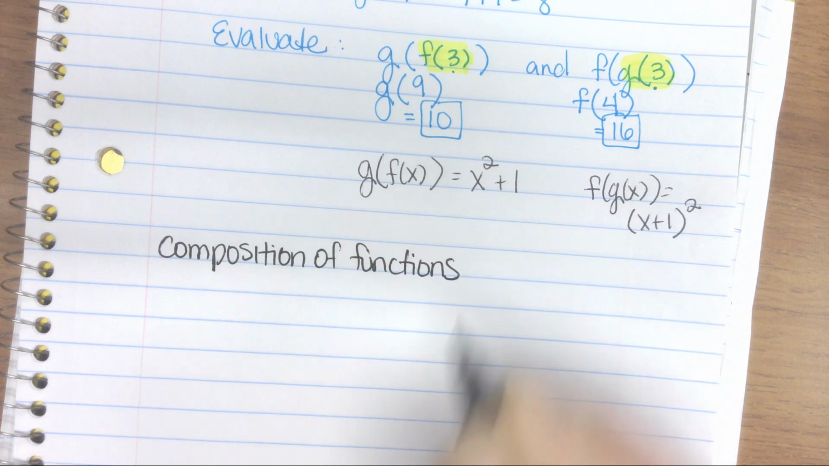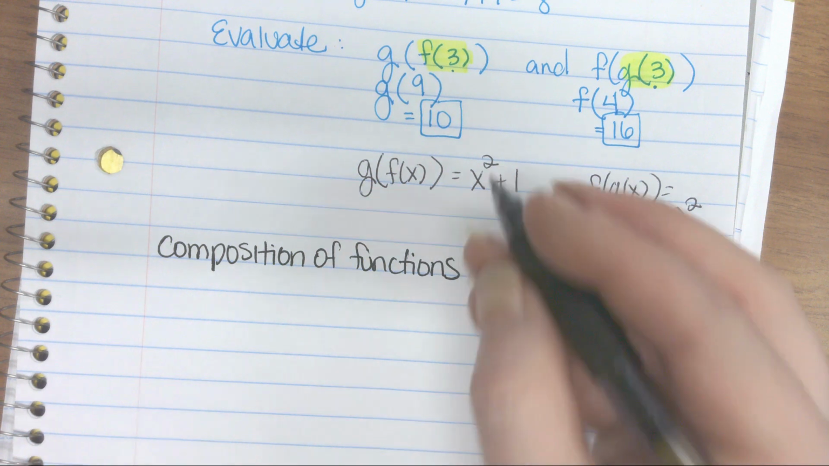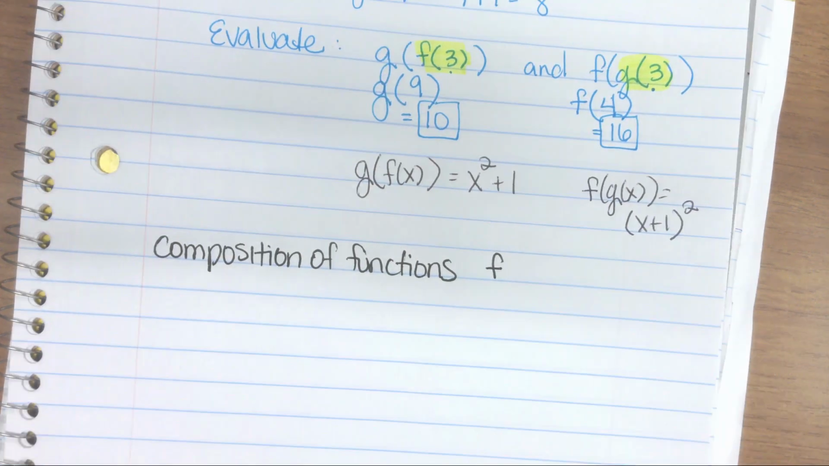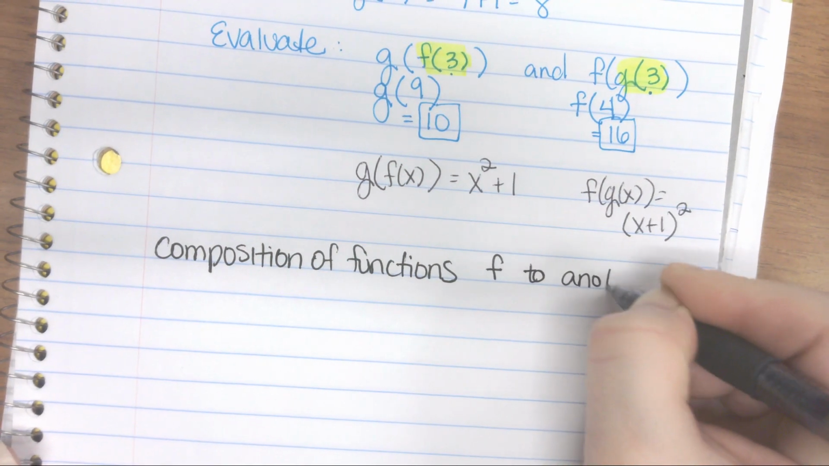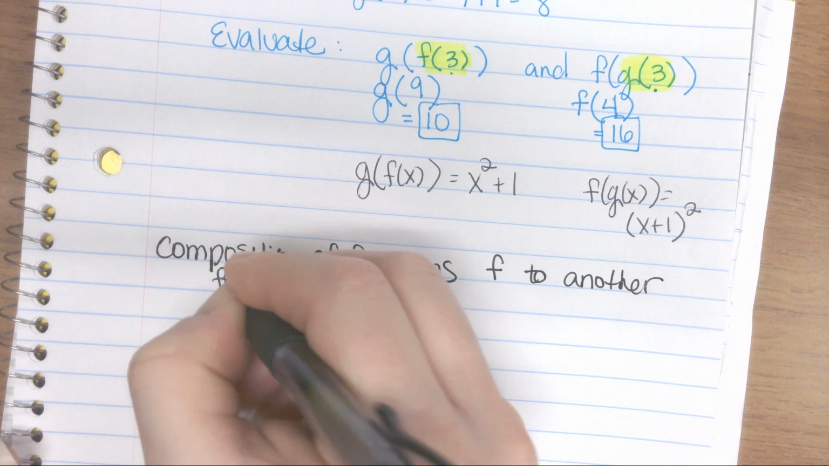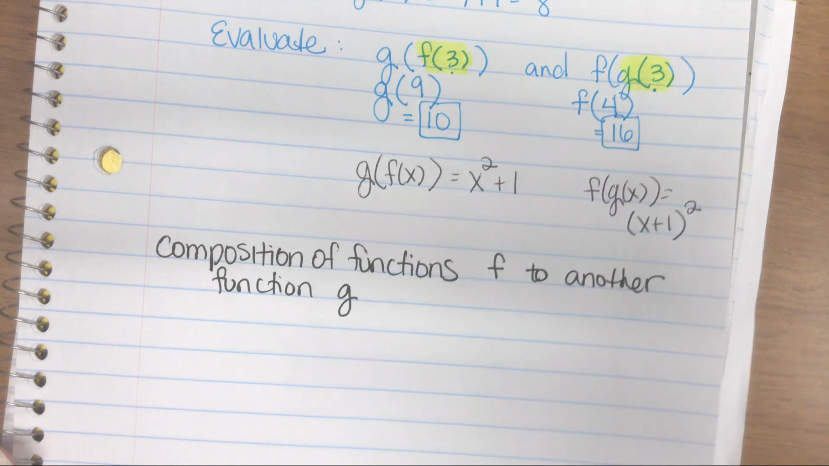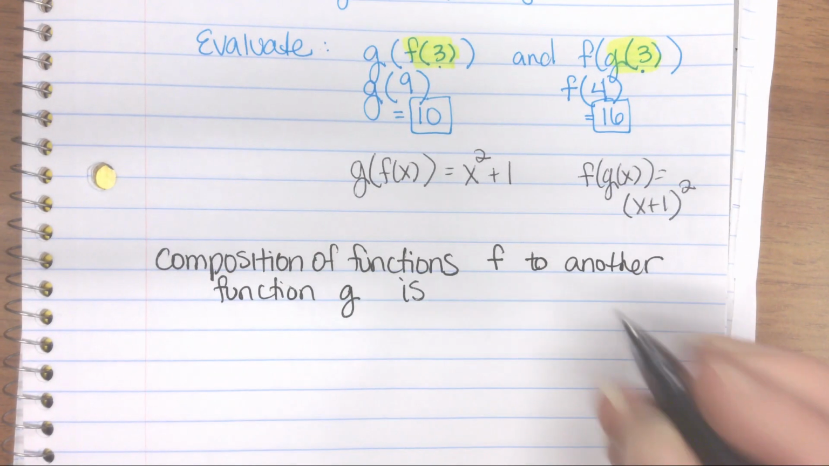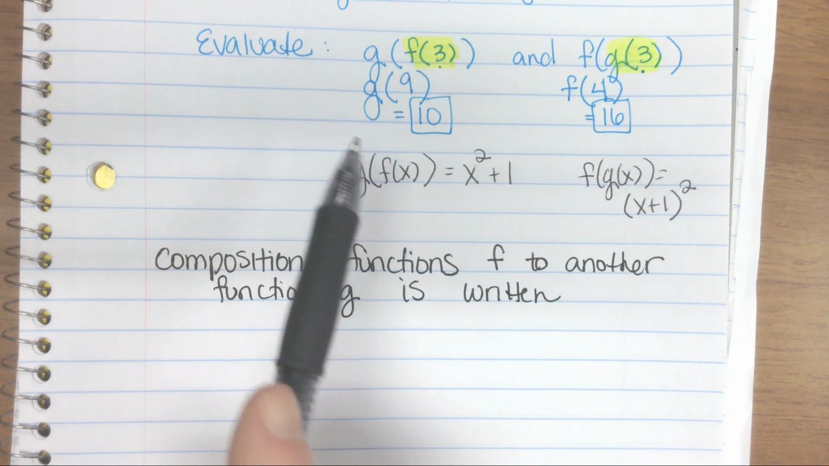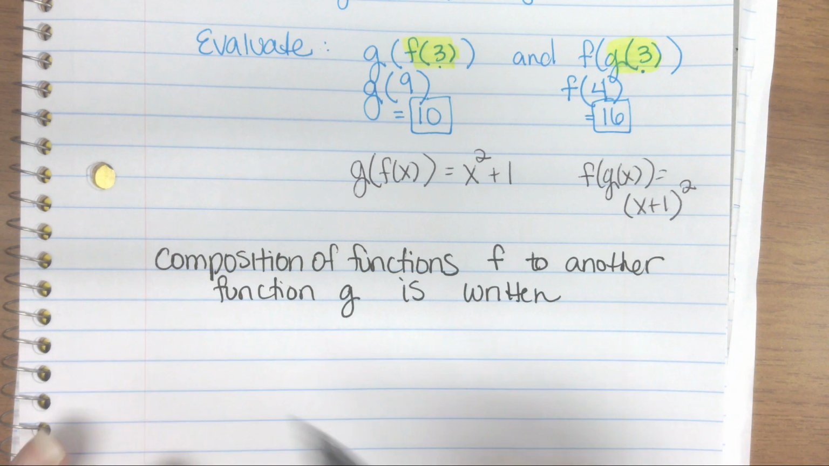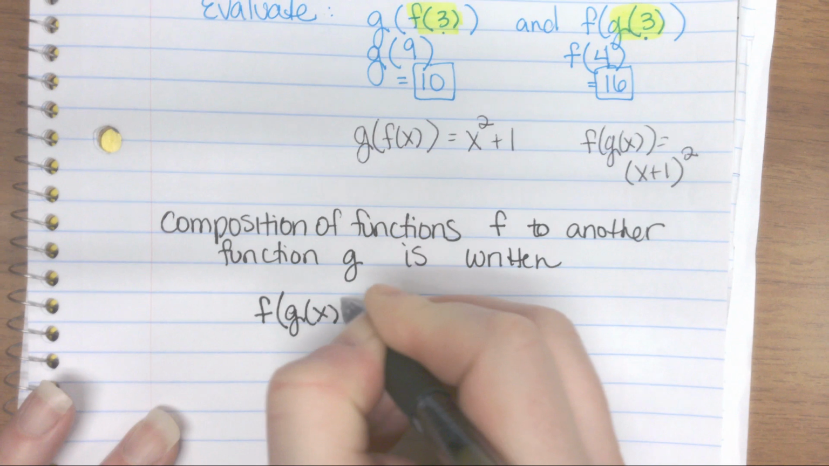So the composition of the function f to another function g is written in a couple of different ways. So that notation that I was doing before, I like best, but a lot of textbooks will write it differently. So one way you're going to see it written is like that.